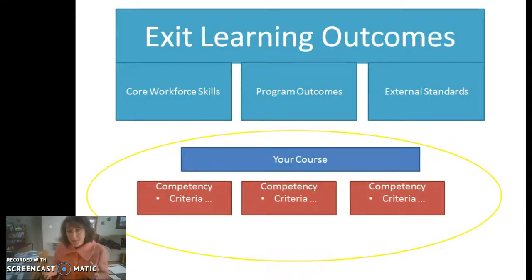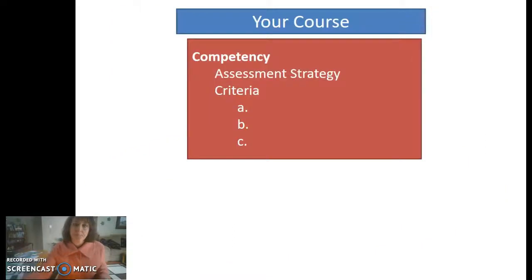Okay, so how do course competencies fit into what we've already learned? Do you remember in Chapter 2 we talked about exit learning outcomes? Our course competencies help us to meet each of those three buckets in the exit learning outcomes. And for each competency, we'll identify criteria that states exactly how we're going to grade or score a student on mastery of that competency.